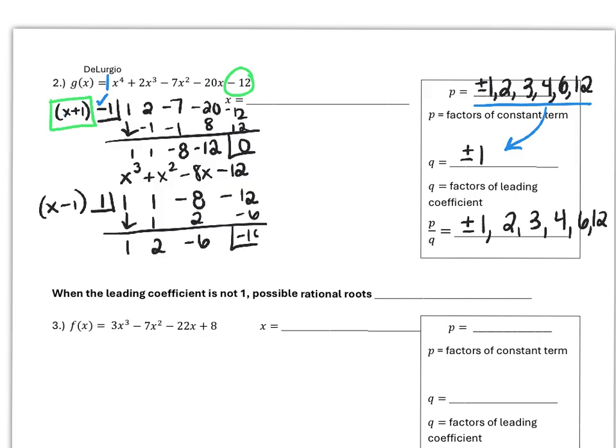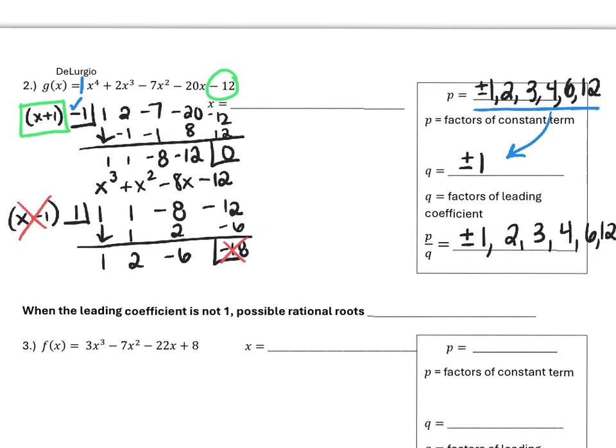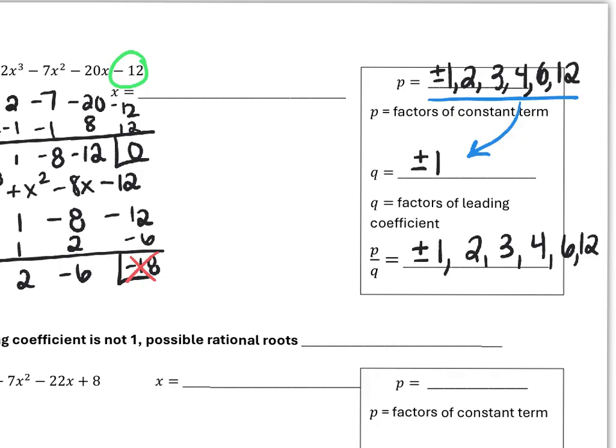So this does not work. So this is not a factor because we have that remainder. So we're going to keep going. Zoom in a little bit so I have more room. All right, let's try x plus 2.